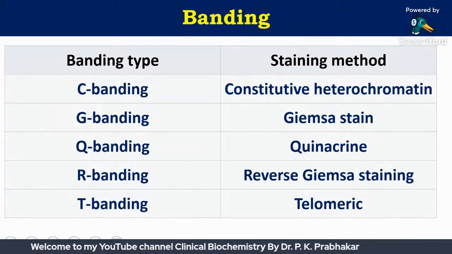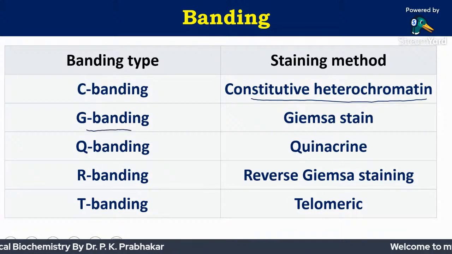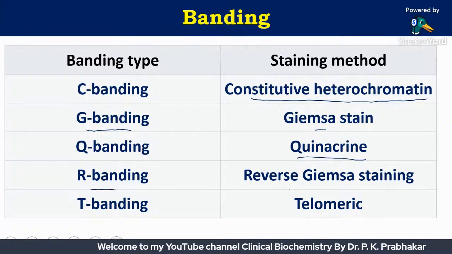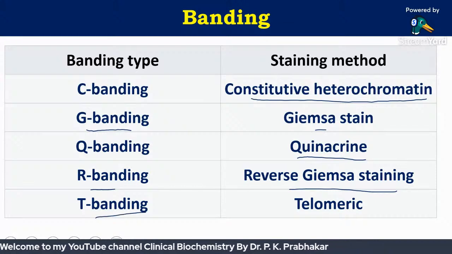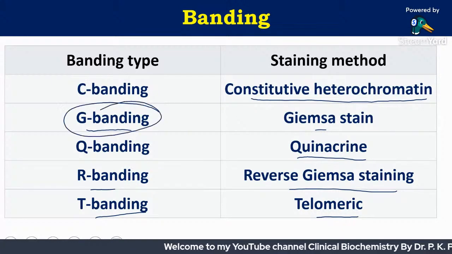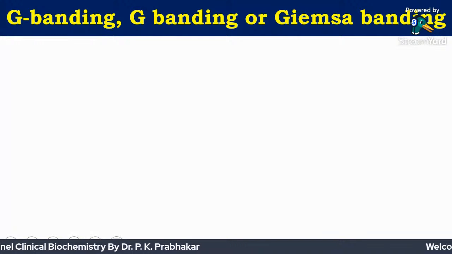That is C banding, which is also called constitutive heterochromatin staining. G bands, that is Giemsa staining. Q bands, that is quinacrine bands. R bands, reverse Giemsa staining, and T bands, telomeric bands. Other than that, we also have a few other banding patterns. One by one, we will see a few characteristic features. Most commonly, we are going to use the Giemsa banding pattern. So first, G banding or Giemsa banding, which is also called GTG banding.